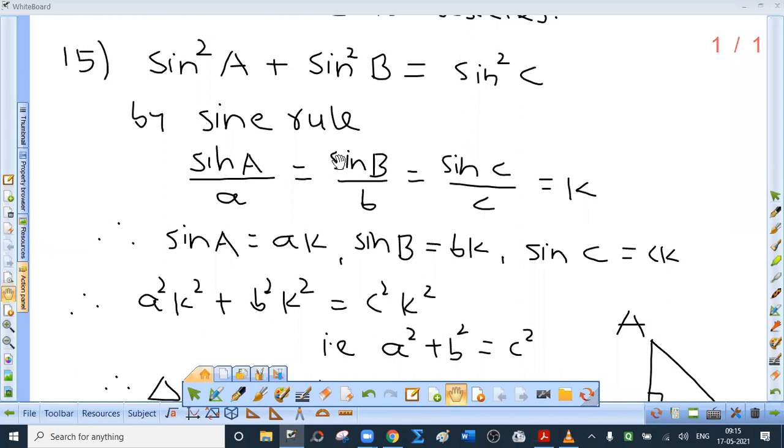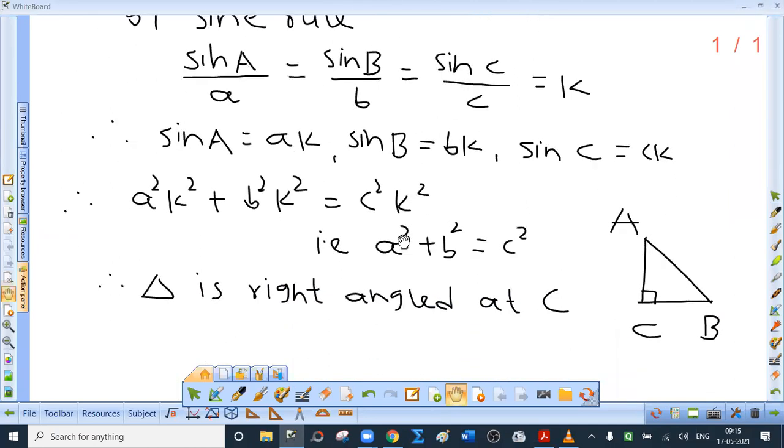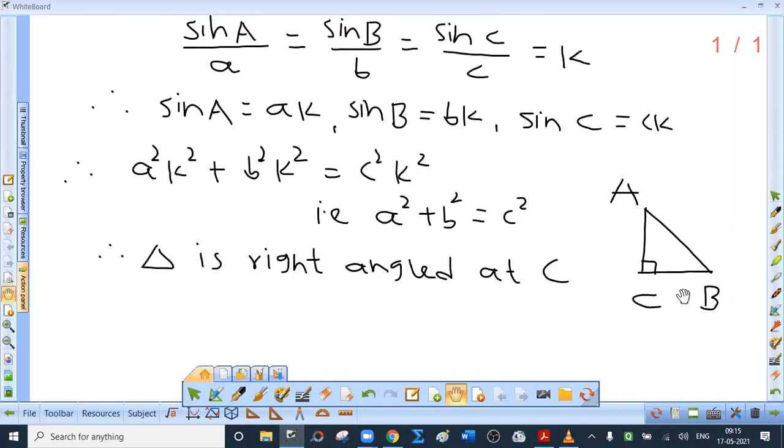Now by sine rule, a by sine A is b by sine B is c by sine C, which is k, say. So sine A is ak, sine B is bk, sine C is ck. Substitute to get a square plus b square equal to c square. This happens only in a right angled triangle, converse of Pythagoras. So we have to say that the triangle is right angled at C.